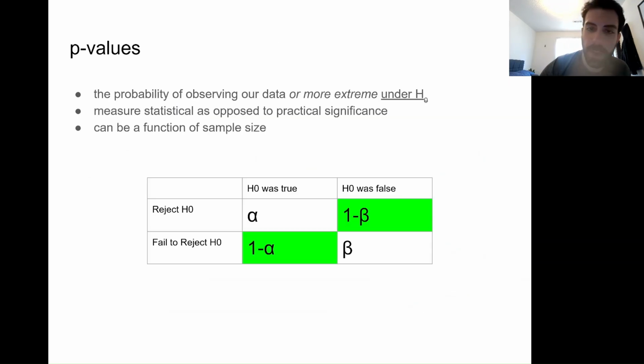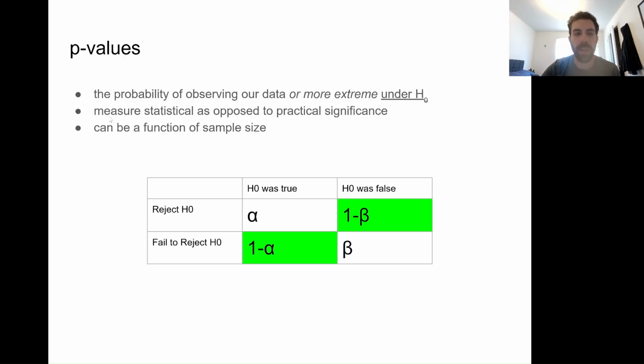This is the intuition behind a p-value. It's the probability of what you observed, or more extreme, assuming the null was true. And because that probability is below alpha, you will reject the null. And we're going to talk more about what that means right now.